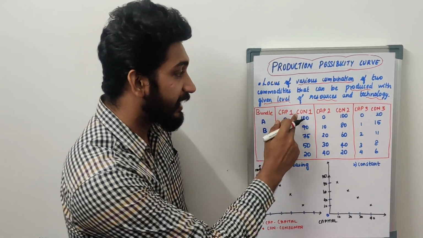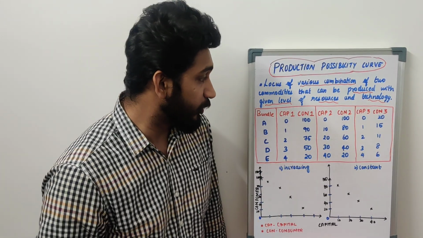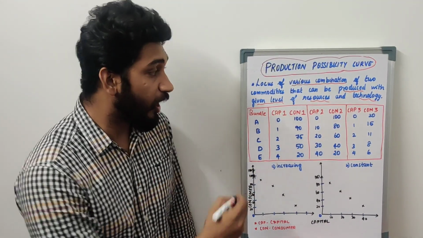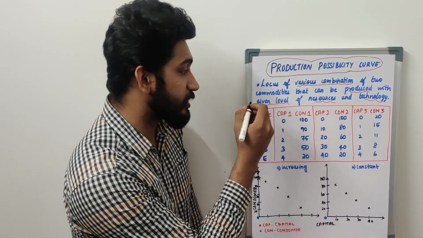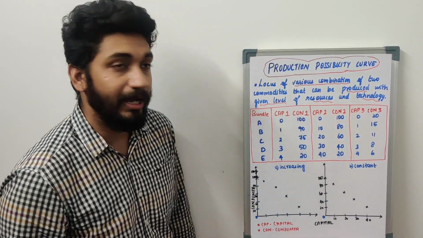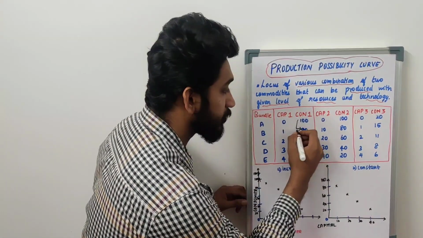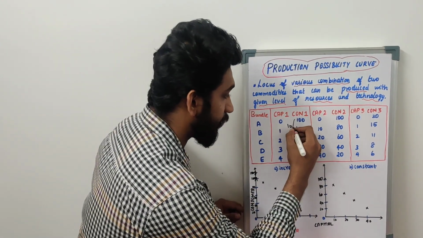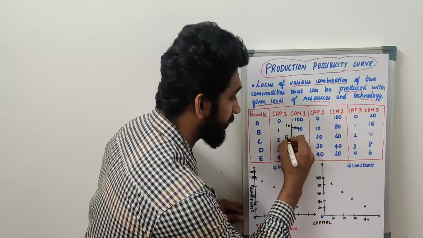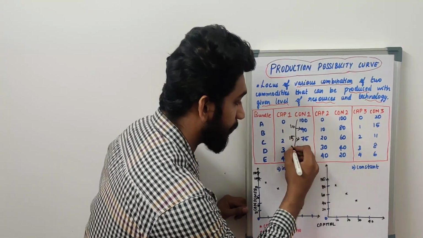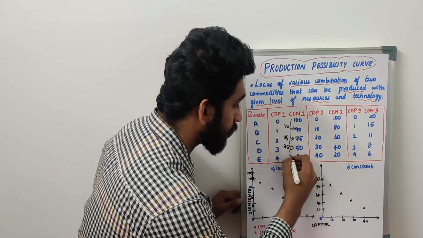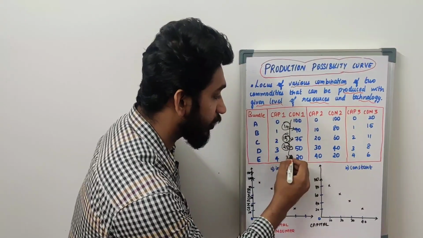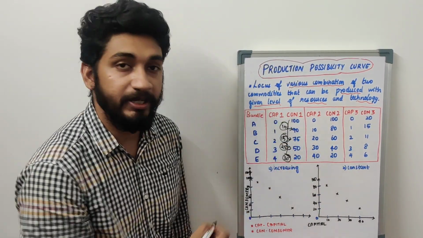CAP stands for capital and CON stands for consumer. So here you can see at the first bundle we are producing 100 consumer goods and 0 capital goods. Now when you want to increase the production of capital, that is, when you want to produce 1 capital good, your opportunity cost is 10. For the second, your opportunity cost is 15. For the third, your opportunity cost becomes 25. For the fourth, your opportunity cost becomes 30. So you can see there's an increase in opportunity cost for each and every additional capital good that you produce.